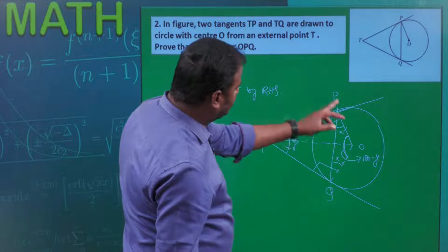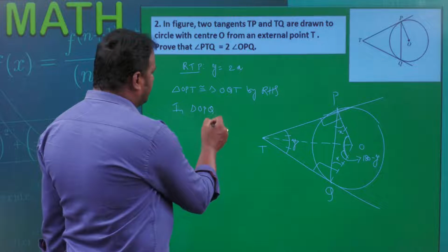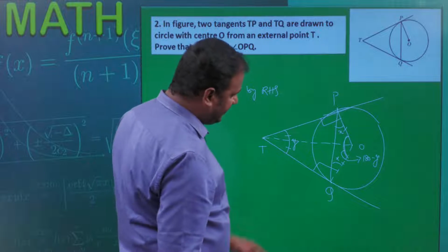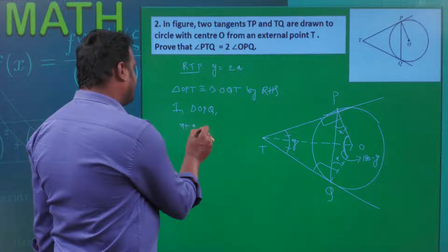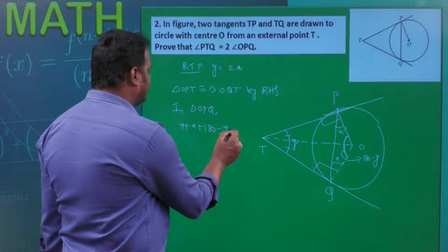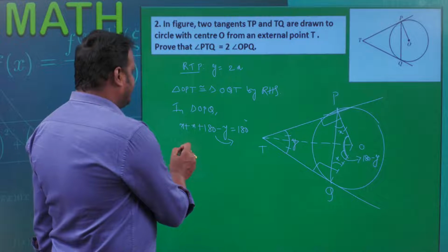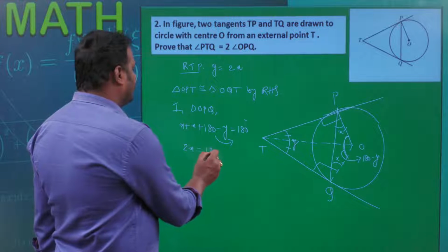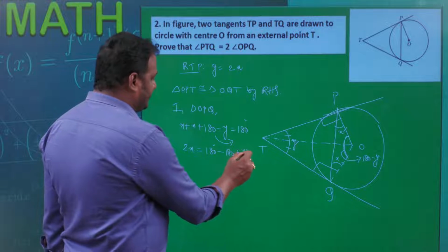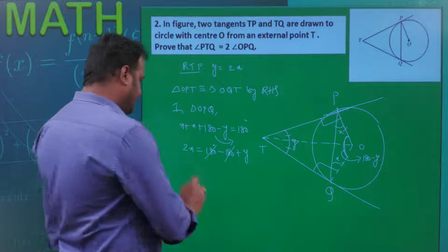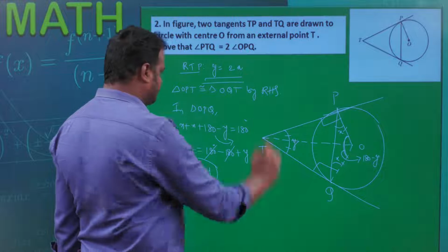Now coming to triangle OPQ, according to the angle sum property of a triangle, x plus x plus 180 minus y is equal to 180 degrees, right? So when you transpose them to that side, x plus x is equal to 2x, and 180 minus 180 cancels, minus y becomes plus y. So 2x is equal to y, so y is equal to 2x, that is what you want.